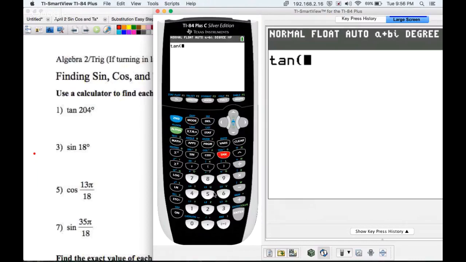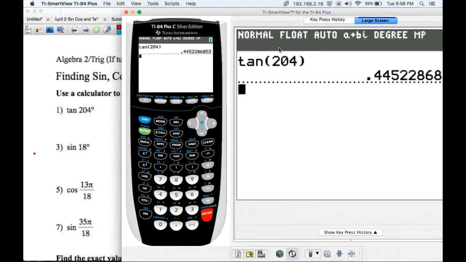Now I can do all of these problems that are in degrees. I don't have to plug in the unit. It just knows that since I'm in degree mode, when I say tangent of 204, it plugs in 204 degrees and then gives me the correct ratio there.